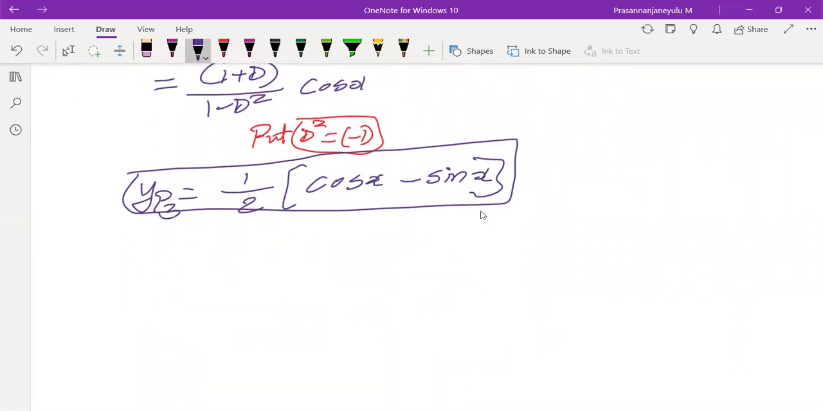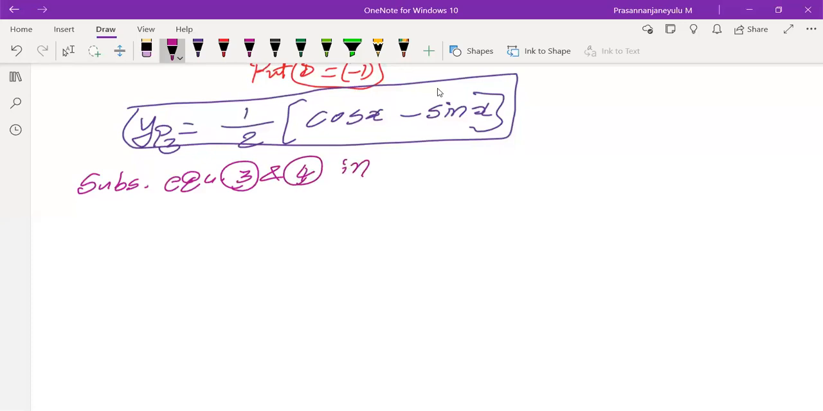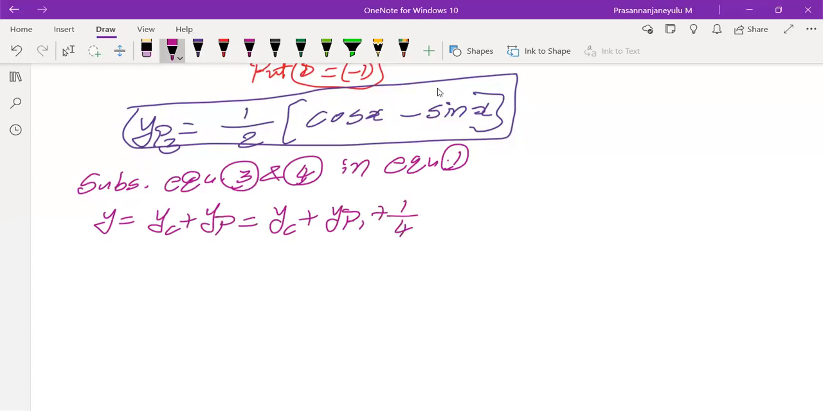So now what you have to do is substitute YP1, YP2, YP3 in equation number 4. But instead of doing that, I'm going to do it like this. Substitute equations 3 and 4 in equation number 1. What is equation number 1? Y equals yc plus yp. But what is yp? We have written yc plus yp1 plus 1 by 4 into yp2 plus 3 by 4 into yp3. Now you are having yp1, yp2, yp3. Substitute all the things here.